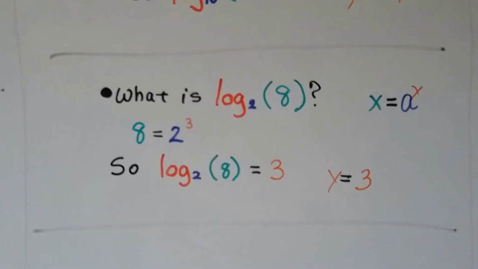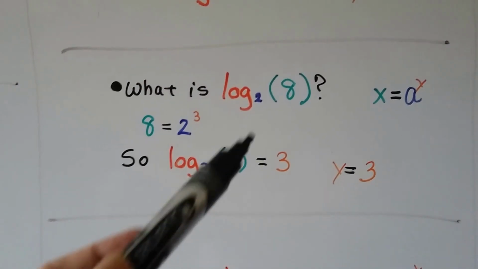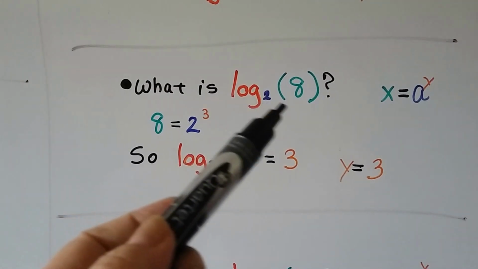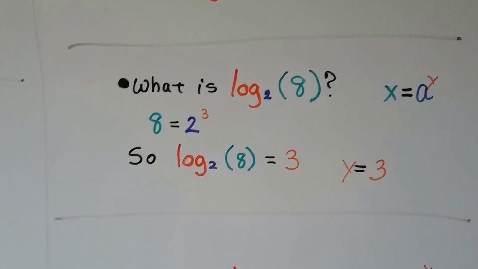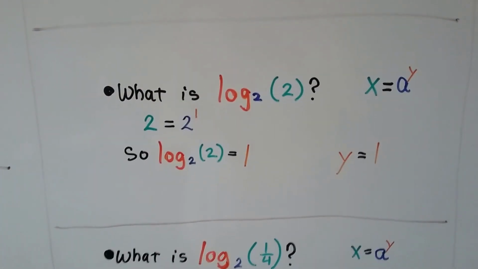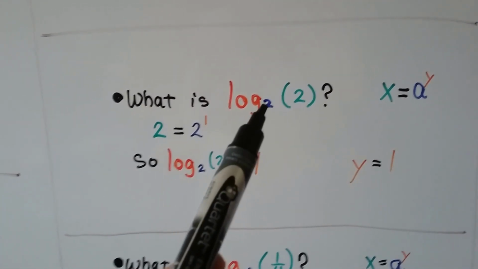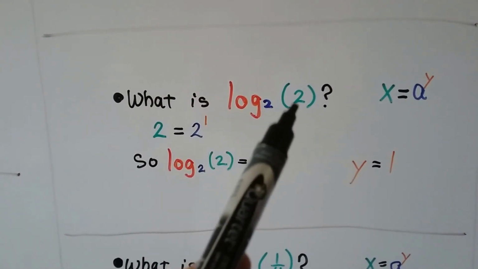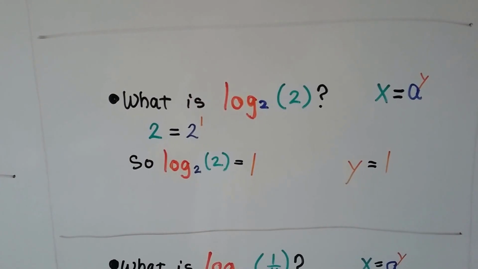Look at this one. We've got what is log base 2 of 8. If 2 is the base, what exponent can we give it that it'll equal an 8? A 3. 2 times 2 times 2. So it equals 3. What is log base 2 of 2? Well, if 2 is the base, what exponent can we give it that it'll make it equal to 2? Just a 1. So we know it equals 1.